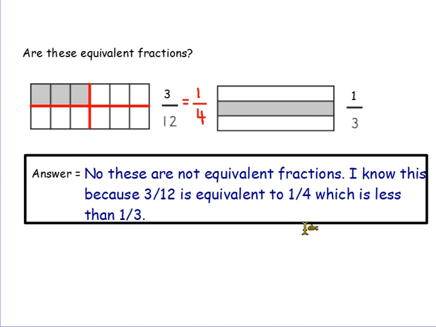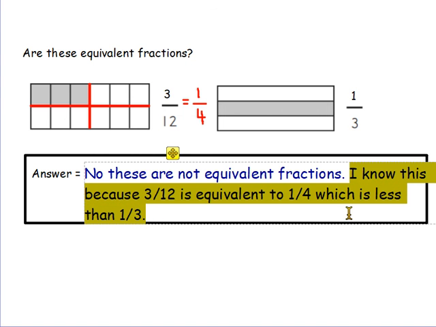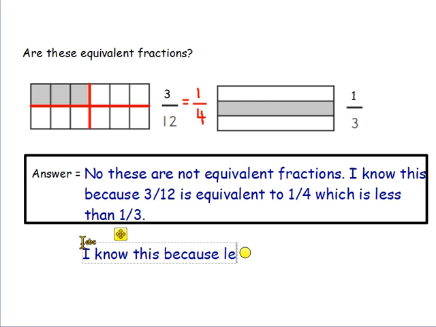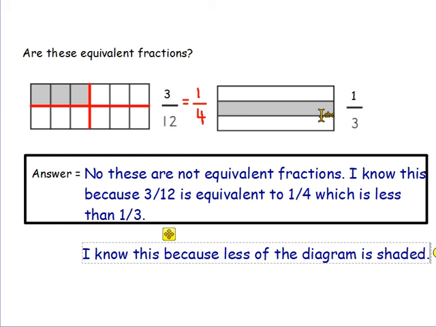Don't worry if you're finding it hard to explain your ideas, okay? It is tricky. You could just put, I know this because less of the diagram is shaded. Just looking at the diagram, I can tell that less is shaded. This one has got a much bigger piece shaded. It's been split into 3 and it's got one of those pieces shaded. If we imagined this into quarters, a quarter is smaller than a third.